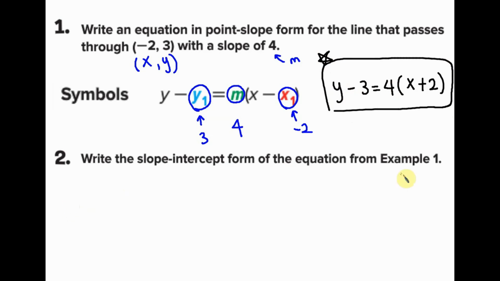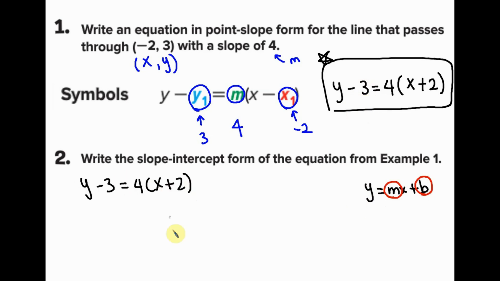Number 2, using example 1, you're going to now write it in slope-intercept form. The slope-intercept form was y equals mx plus b, where you were supposed to have m and b as numbers. The main difference between slope-intercept form and point-slope form is that slope-intercept form starts with y is equal to. The point-slope form has a number right here, the positive 3.